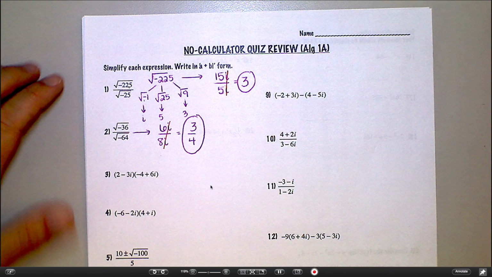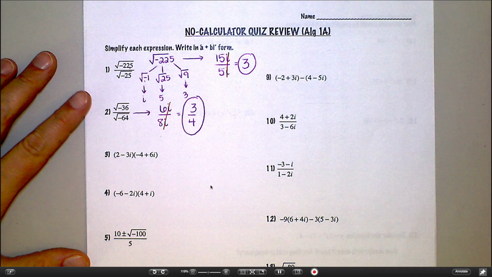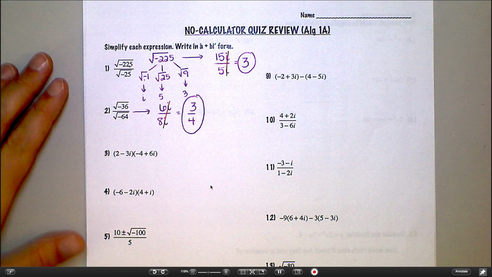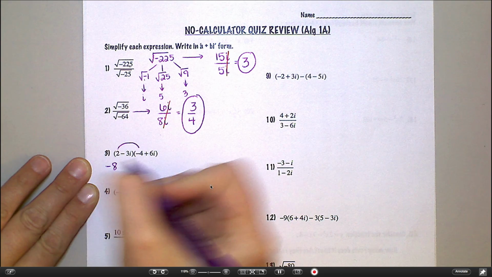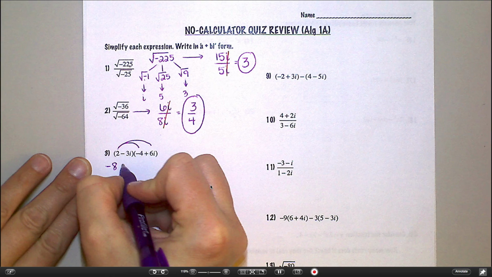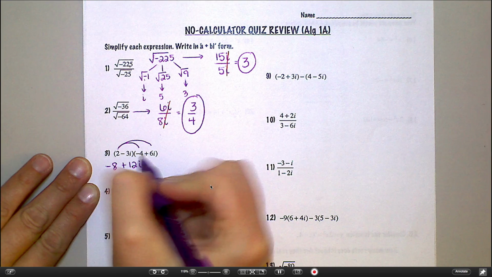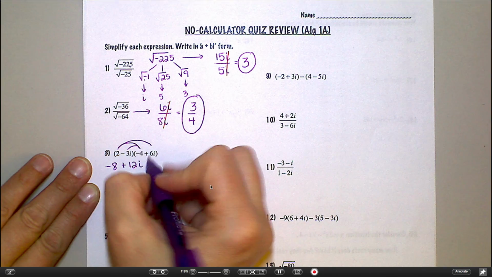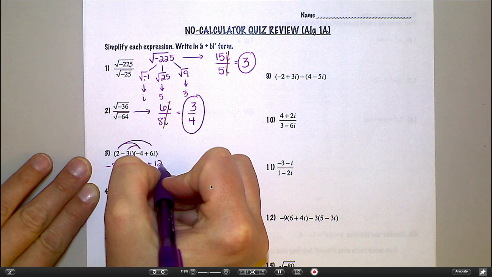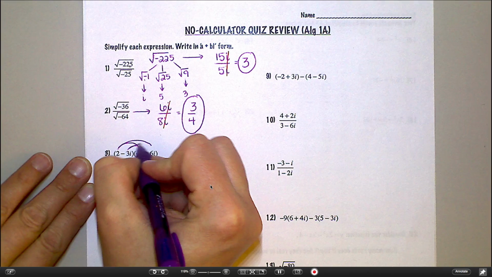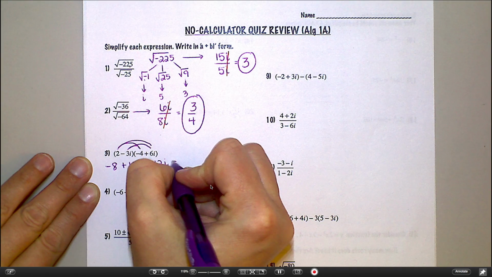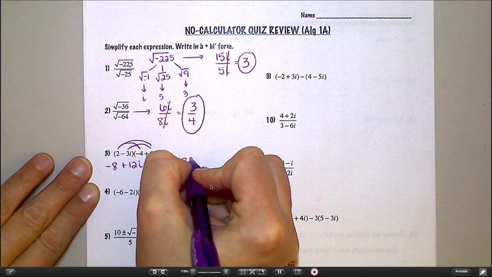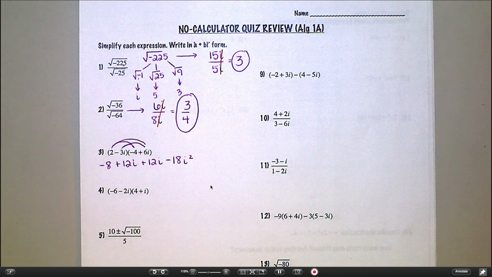Okay. All right, let's take a look at number 3. That's a pretty classic FOIL problem there. So I'm going to go 2 times negative 4 is negative 8. 2 times 6i is 12i. Negative 3i times negative 4 makes positive 12i. This is the one that always catches people. Negative 3i times 6i. Well, negative 3 times 6 is negative 18, and i times i gives me i squared. So I multiplied those 4 pieces out.